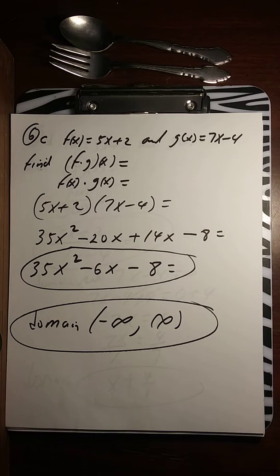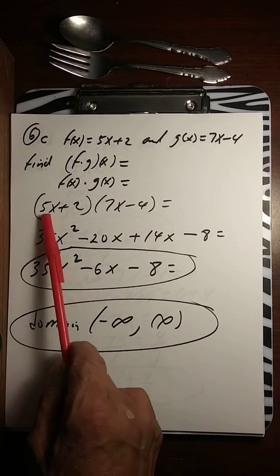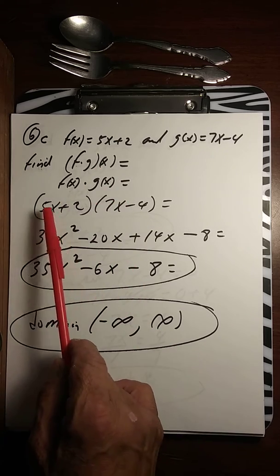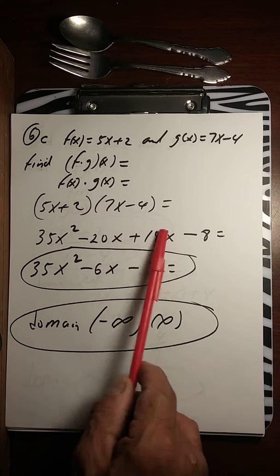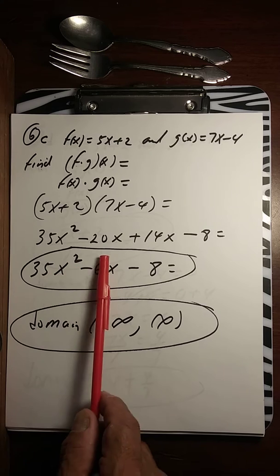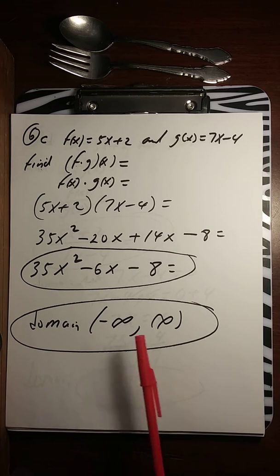Alright, next one. F times g of x. So this one times this one. So 5 times that is 35x squared. That times that is negative 20. That times that is 14. And that one times that one, negative 8. Put these together in the middle, we have 35x squared minus 6x minus 8. And the domain is negative infinity to infinity again.